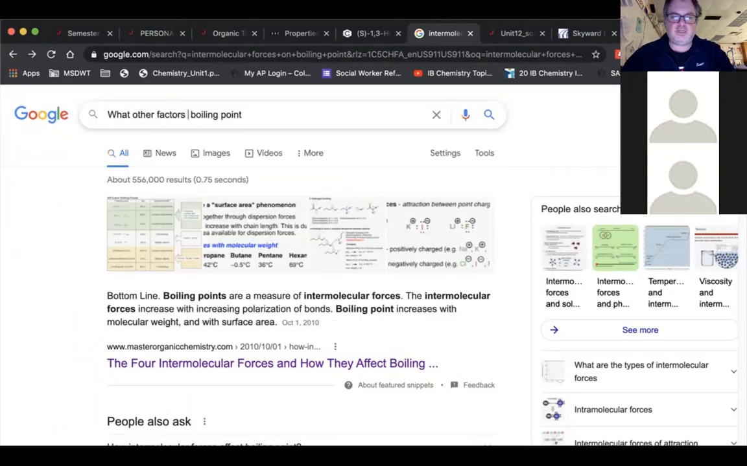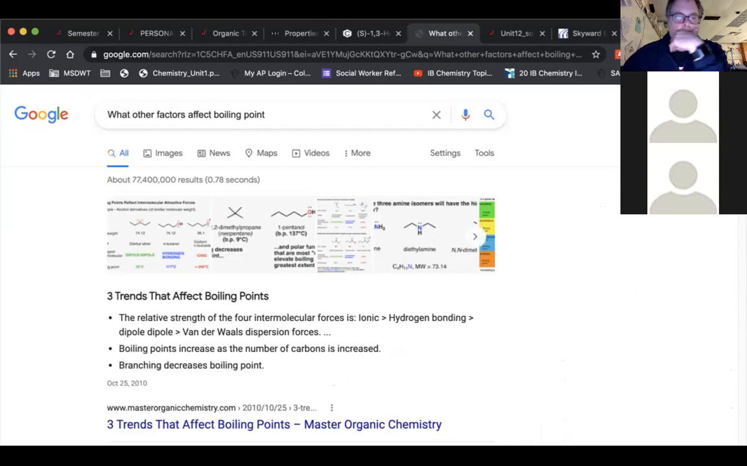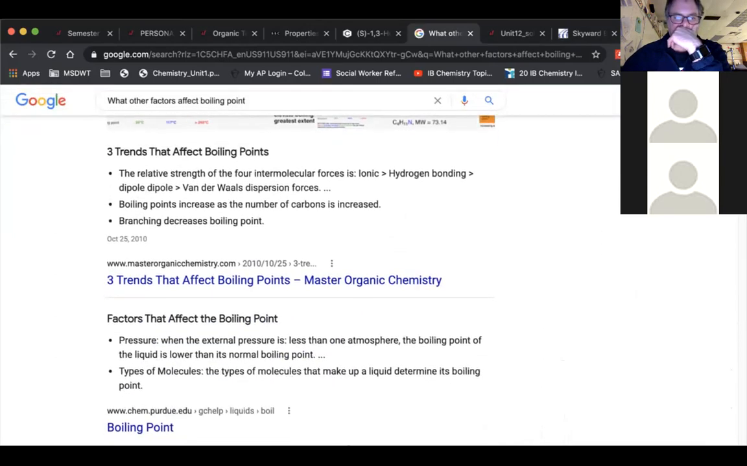There may not be any. It may just actually be the intermolecular forces and how those are formed, which could be some hard stuff. Yeah, there's a little bit more branches, decreases, if you look for organic relative strength of the four intermolecular forces. So that's the primary, as a number of carbon.